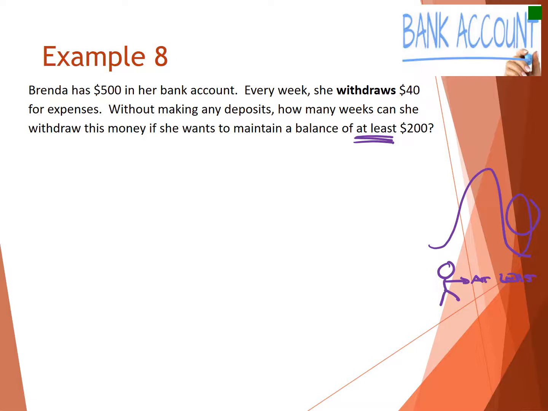So can you be shorter than that? Nope. So "at least" means greater than or equal to. If you are that tall, you can still ride the ride, or bigger. So we know we're going to have a greater than or equal to. So let's see what's going on in this story.